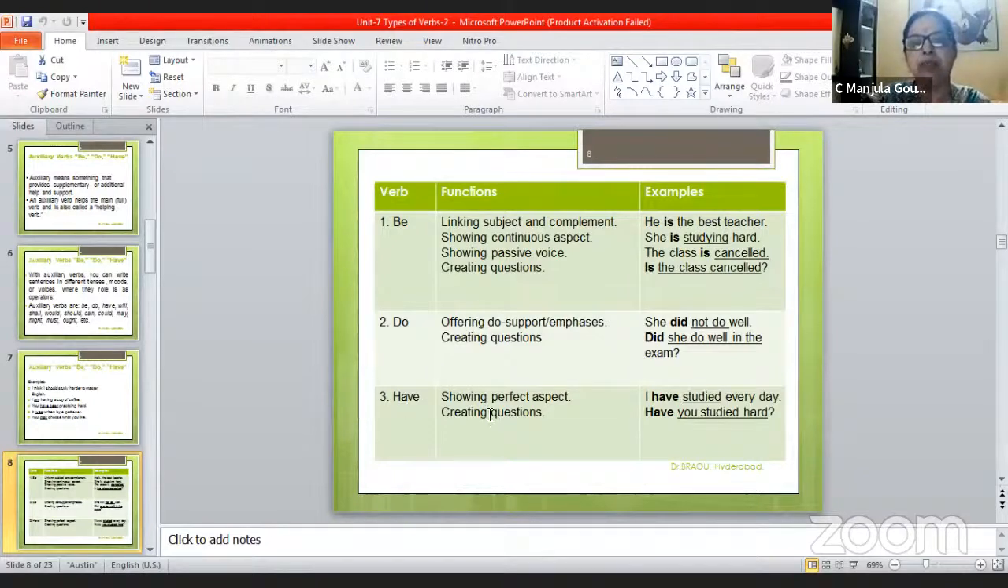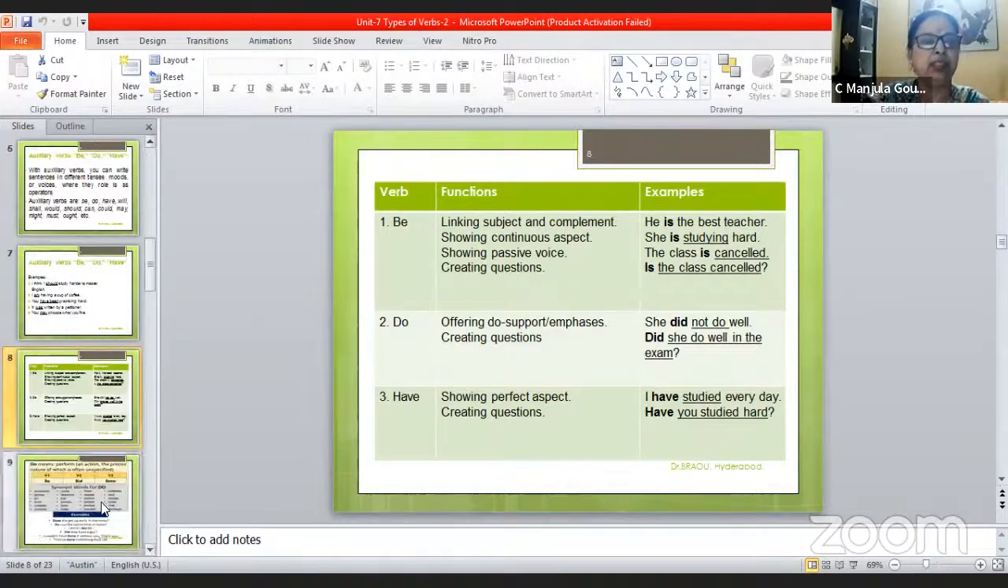Now let us look at have. It is showing perfect aspect. I have studied every day. So it tells that I have done something. The work is done. So it speaks in the perfect tense over here. And also have helps in creating questions. Have you studied well or hard? Yes. So these three verbs help in creating questions. That is a common feature among them. And also at the same time, you find that be is linking the subject and also complementing the main verb in the sentence. Now let us go further.